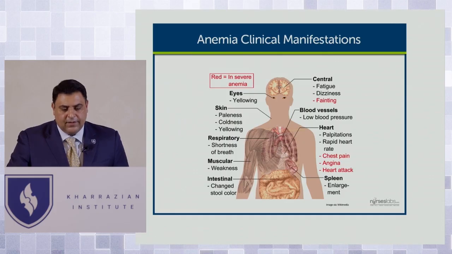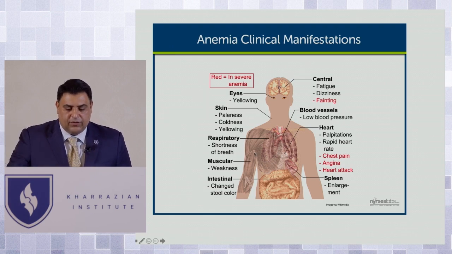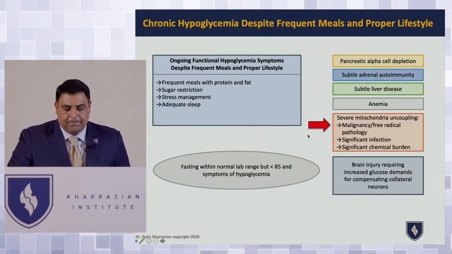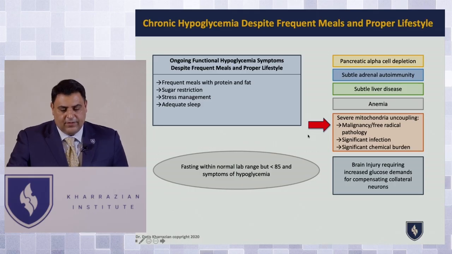Anemia is a key factor. So look for paleness of their skin. When people are anemic, if you check, the respiratory rate is really high because they're trying to get oxygen. Their red blood cells aren't carrying oxygen, so the respiratory rate and even their heart rate are pretty high as a consequence of the anemia. And then they could have significant mitochondrial uncoupling from free radical pathology, like underlying cancer or underlying infections or something that's more serious.